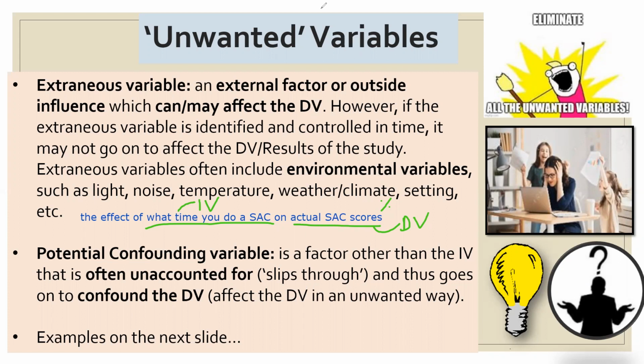In an experiment like this, we really want to make sure that it's only the timing of the SAC that has an influence on SAC scores. However, realistically, we know that there are other factors that can influence someone's SAC score. So let's brainstorm, guys, some of the other unwanted variables, which in this case are not the IV, any factors that you think can influence a person's SAC score other than the time that they do the SAC. So just let me know, just jot down or list down any factors there that you think can influence the DV, in this case, influence a person's SAC score other than the time they do the SAC. So just put your answers in the chat box there.